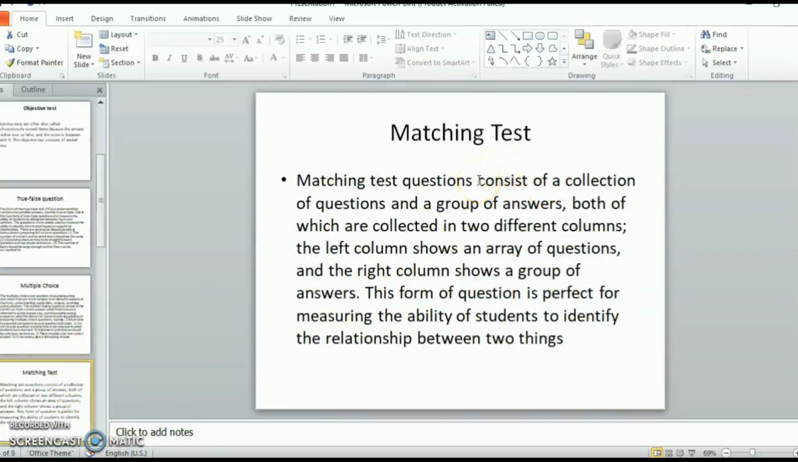Next, matching test. Matching test questions consist of a collection of questions and a group of answers, both of which are collected in two different columns. The left column shows an array of questions, and the right column shows a group of answers. This form of question is perfect for measuring the ability of students to identify the relationship between two things. So matching tests can be given to reading test takers and listening test takers, or for grammar, vocabulary, or sound. So, language component tests.